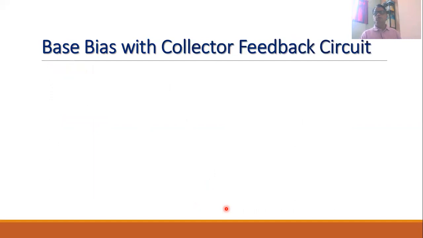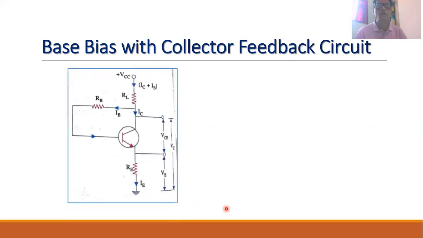So later on, some modifications were made, and we have another type of circuit. This circuit is called a base bias with collector feedback circuit. Now, a slight change is there in this circuit. Instead of connecting the resistance RB to the positive VCC, the resistance RB is connected between the collector and base terminal. So when the collector is connected back to the input, that is, to the base terminal of the transistor, this is a feedback, and this feedback is called collector feedback.